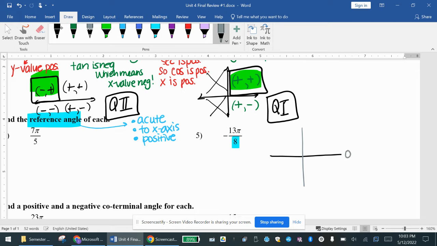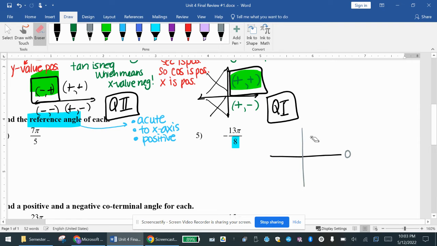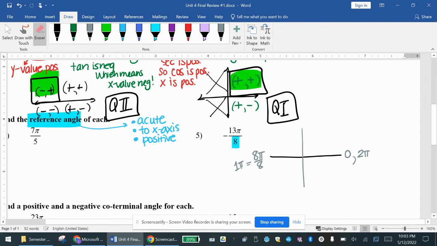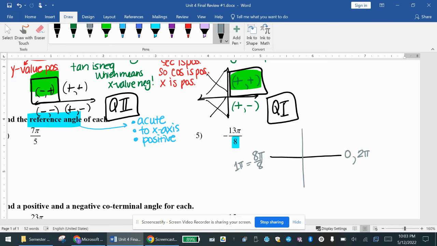Since this angle is negative, we're going to go down and around to graph it. So I'm going to start here as 0. Half of a circle is 8 pi over 8 because that always reduces to 1 pi. So half of a circle is 1 pi. If I were to go full circle, that would be 2 pi, which in this case would be 16 pi over 8, right? Because if you double 8 pi over 8, you get 16 pi over 8. Okay?